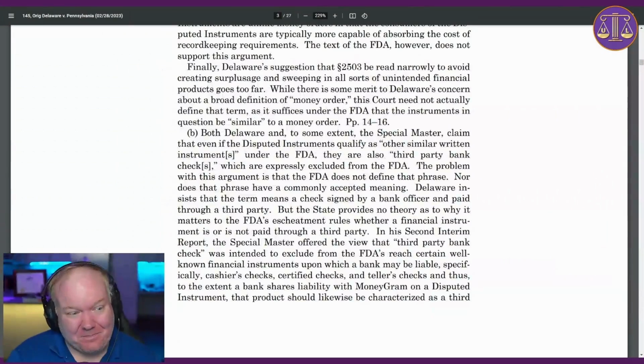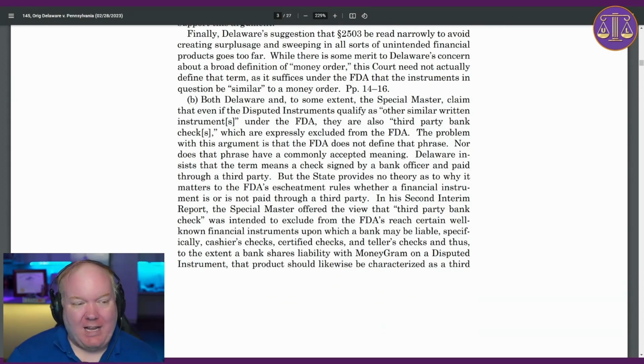So are these money orders? We don't have to actually decide if these are money orders or not because the law itself says similar. So there's that. That makes our life a lot easier. Both Delaware and to some extent the special master claim that even if they qualify as an otherwise similar written instrument, they're also a third-party bank check. So let's give that a try.